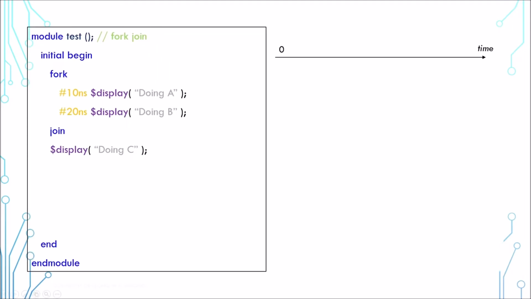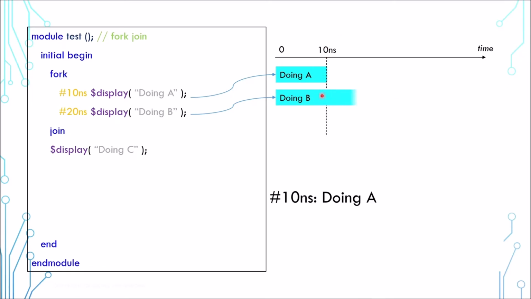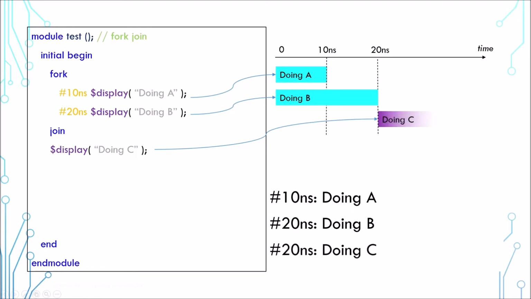To put it in the timing flow, A and B start from time 0. At the 10 nanosecond mark, A finishes. B has not finished and continues. At the 20 nanosecond mark, B finishes. Now everything inside the fork join construct is done and C begins execution.